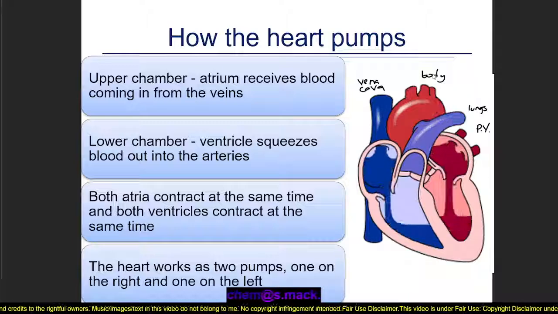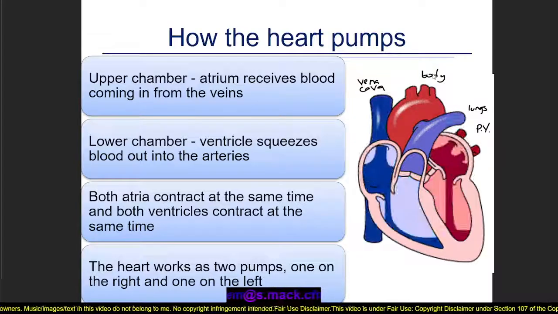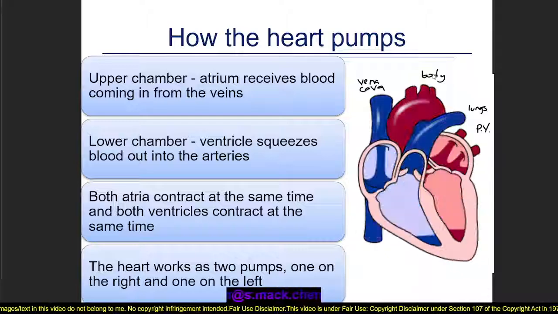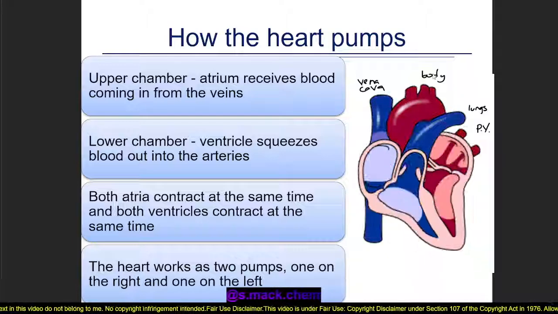You have to ensure that you've taken down the notes from both slides into your notebook. And now that we've looked at the heart, we can now move on to looking at the blood vessels in the body in more detail.